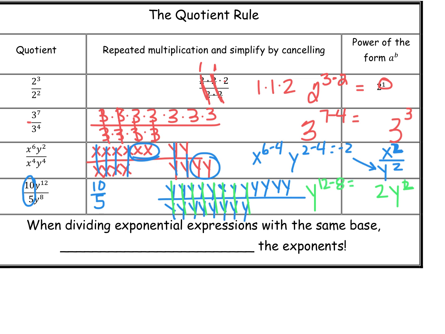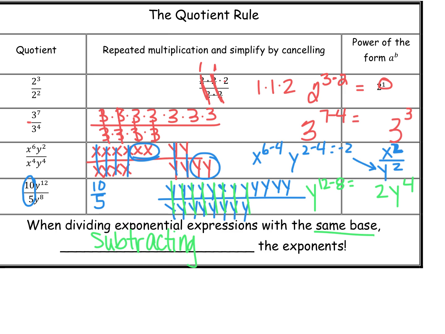Oh, I wrote a 4. It should have been a 2. I apologize. I wrote 2, it should have been a 4. I was not paying attention to that. So 2 y to the 4th. So when we're dividing with the same base, we need to end up subtracting the exponents.